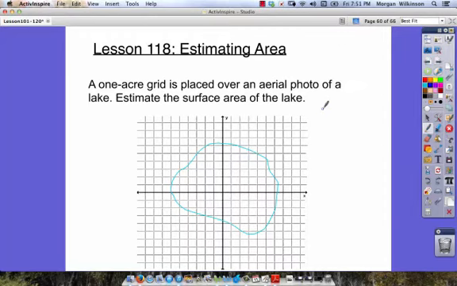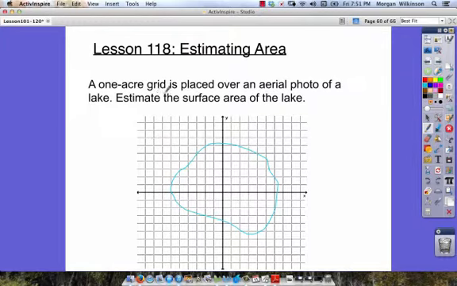Lesson number 118 today is about estimating area. Now we know how to find the area of shapes like rectangles with length times width, or with circles we multiply pi times the radius squared. But say we have a problem like this.